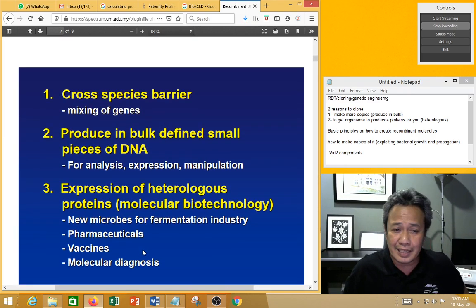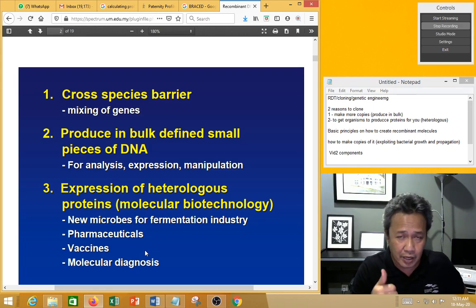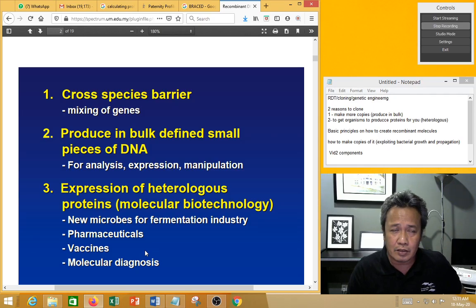Now, basically, there are two reasons why people clone, the putting of genes in bacteria. One is if you want something to be produced in bulk, you have one copy, you put it in bacteria. We know bacteria will grow and divide and propagate. If you put your DNA fragment inside the bacteria the correct way, the bacteria will make copies of it. As it makes copies of itself, it will make that DNA copy for you. So basically, you take the fragment that you want, put it in a vector, put it in a bacteria, and just let it grow.